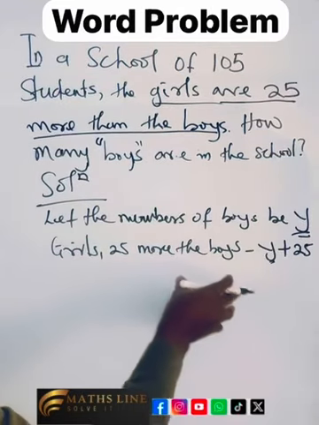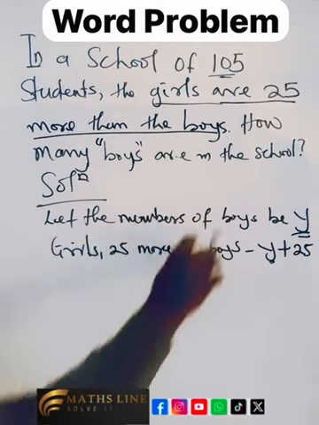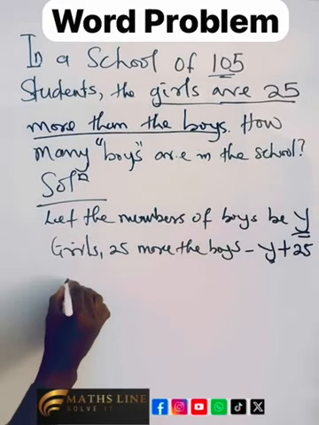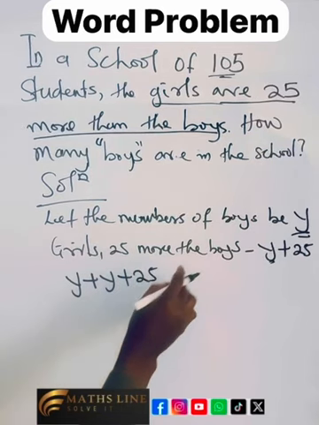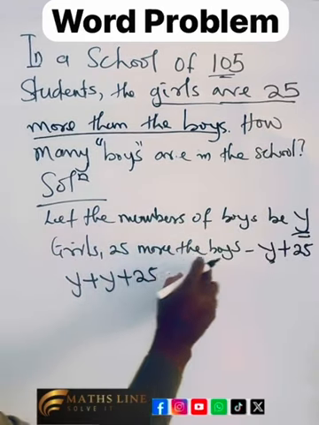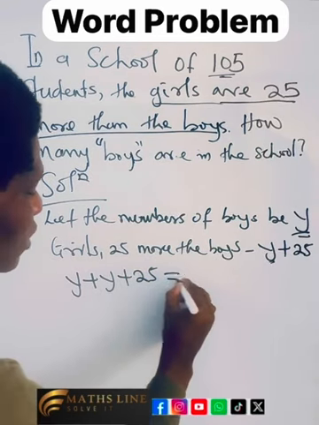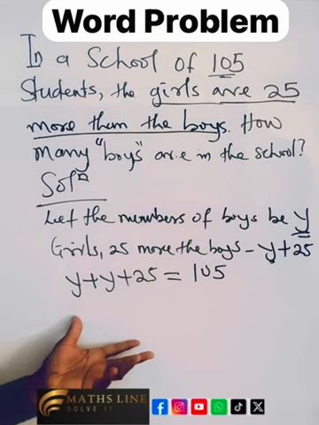And again, the question further said that the school total number is 105. So for us to write this, because we've extracted the elements here, we can now say that y plus 25, that is the number of boys, which is represented as y, and 25 more than that of the boys, which is the girls, y plus 25 is equals to 105. Now we are done when we have something like this.